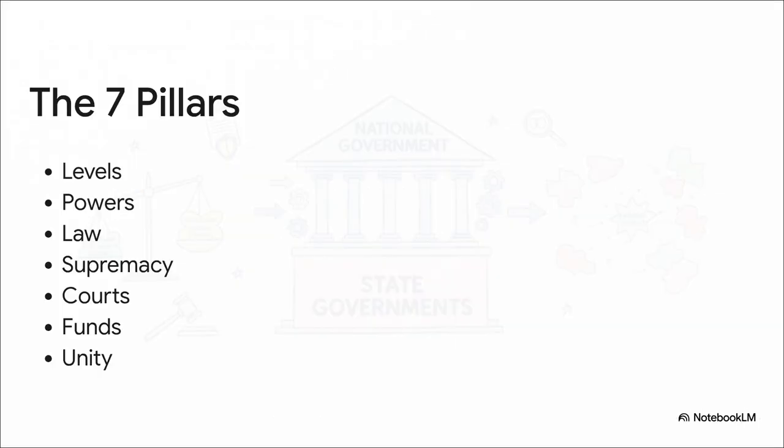So, let's bring the whole shebang together. Here are your 7 pillars of federalism. Take a moment to really think about how they connect. We start with multiple government levels, which require a clear division of powers. To make that division real, we need a written constitution. And for it to actually stick, we need the supremacy of that constitution. To referee the rules, we have an independent judiciary. To pay for it all, we ensure separate revenue sources. And the final result of this grand design, national unity combined with regional diversity.